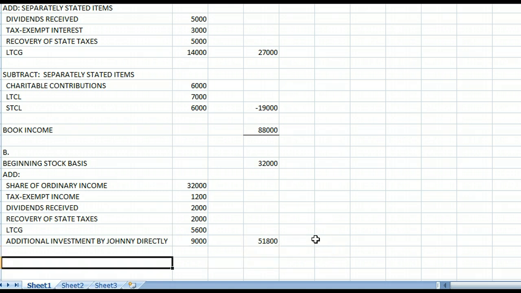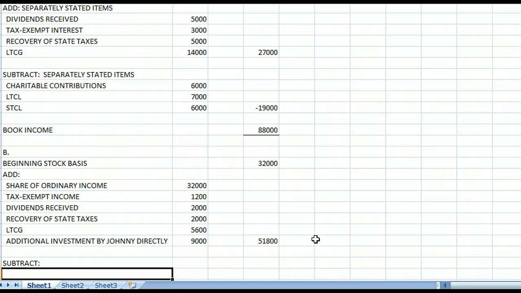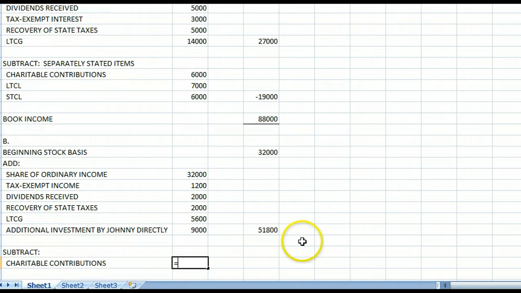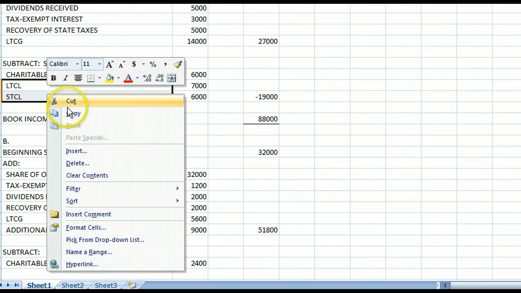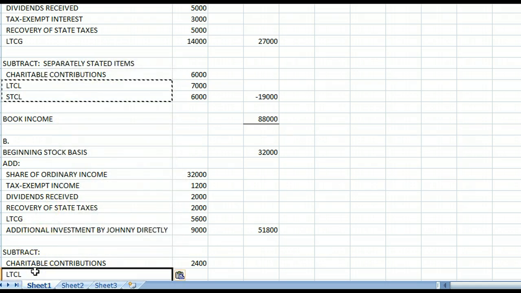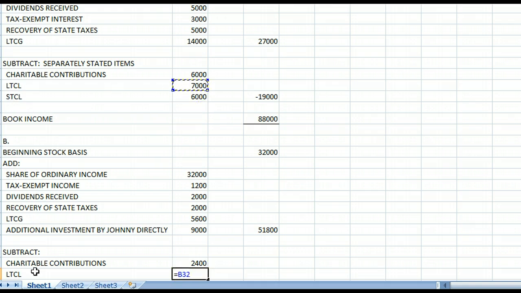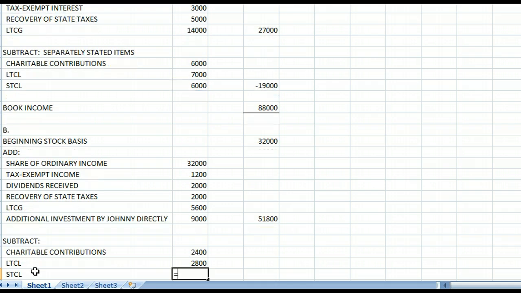Alright, so those are going to be the things that increase basis. So now let's look at the items that decrease basis. Some subtractions. Okay, so we're going to go up here and look at our charitable contributions. Here we're going to pull our 6,000 times 0.4, and I think I'll just copy that. Save us a little time here. Our long-term capital loss. That 0.4 equals that.